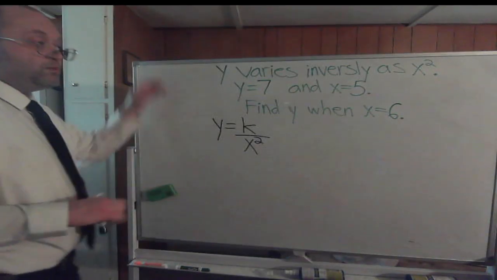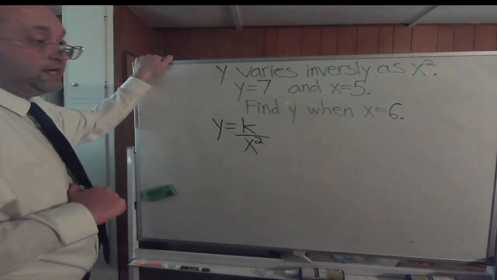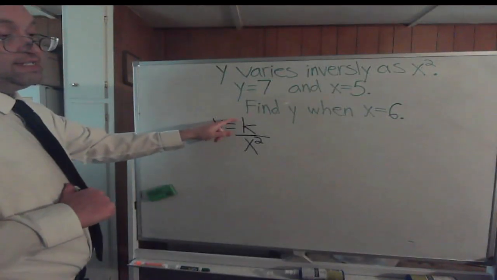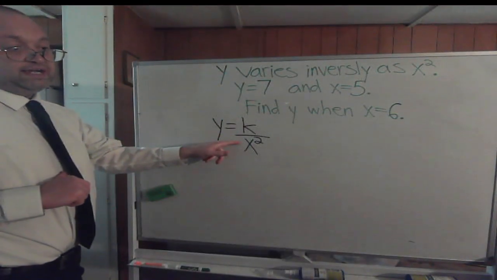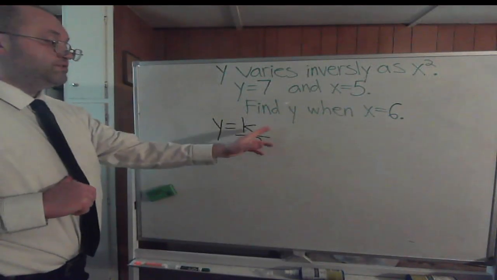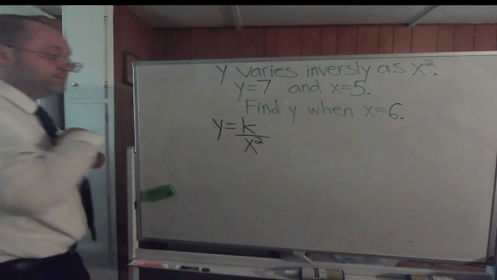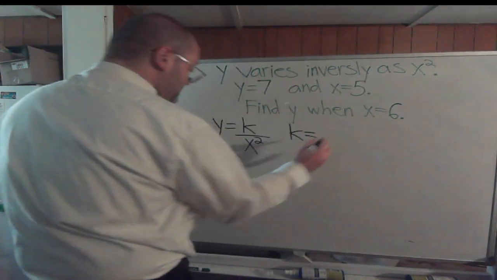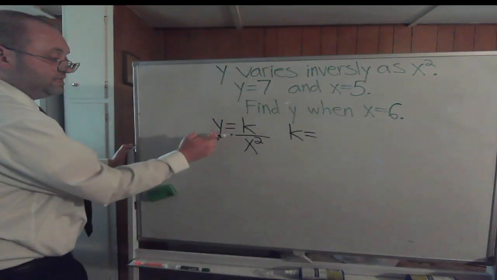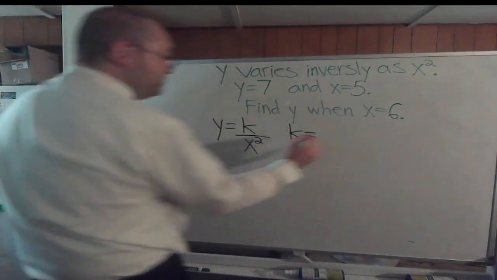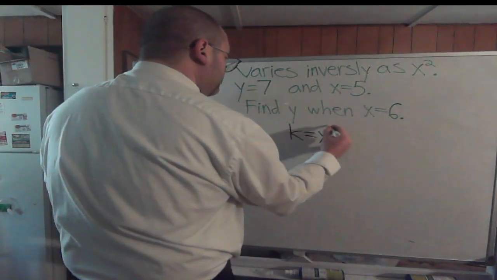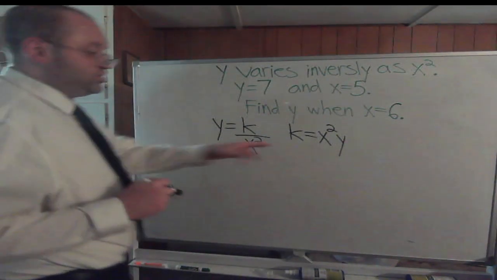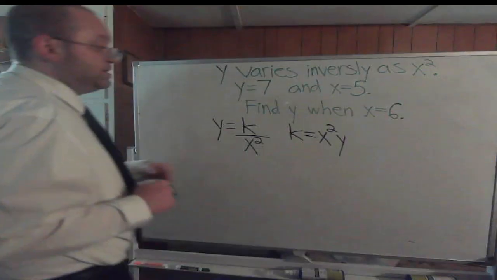Well, first thing we want to do is find our constant of variation. So we've got to get the k by itself. Well, we have k divided by x squared. That means we need to multiply the right side by x squared to get k by itself. But that means you've got to multiply the left side by x squared. If you do that, you get k equals x squared y. That would be the equation for your constant of variation.